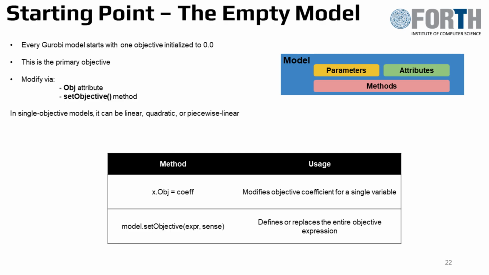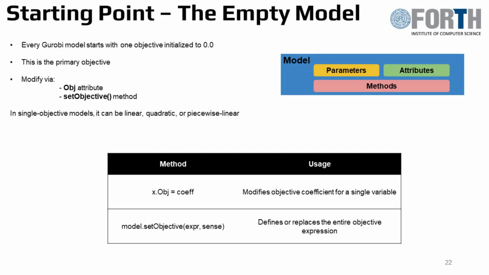Every Gurobi model begins in a very simple state. It already contains one objective, initialized to 0. This is considered the primary objective. In single objective models, this objective can later become linear, quadratic, or piecewise linear, but initially it is just empty. There are two main ways to modify it. First, through the Obj attribute. This allows us to change the coefficient of a specific variable directly.